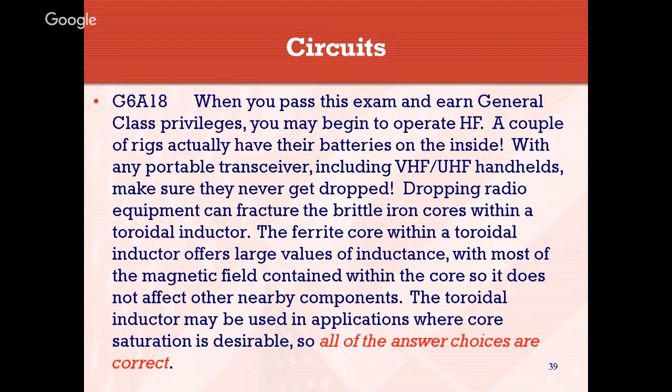If you look inside a radio and see these little cans, some of them have a little adjustment that you can see there. Those are coils, and that is a ferrite core, and that helps to keep the magnetic fields away from other components that can affect the operation of your rig. The toroidal inductor may be used in applications where core saturation is desirable. So, as far as this question is concerned, all the answer choices are correct.